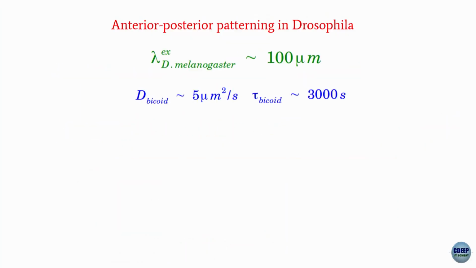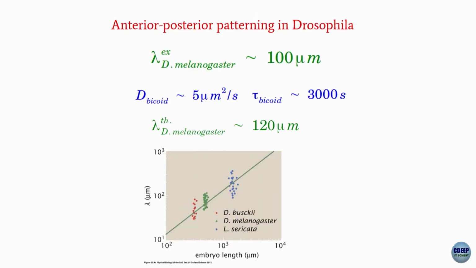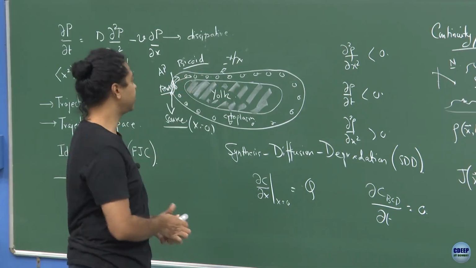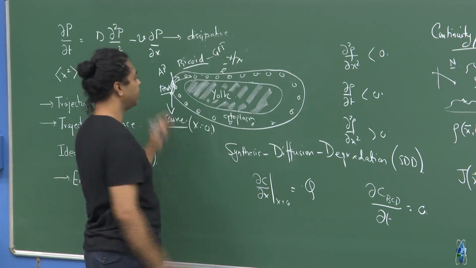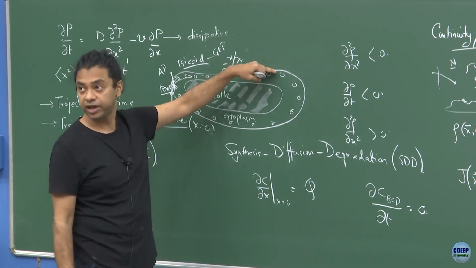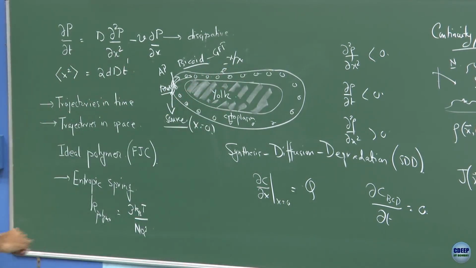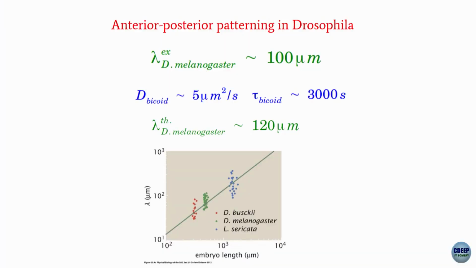Before I talk about this figure, let me just ask, does this match up? If you look at the profile of bicoid in experiments, you can measure that, because again you can tag these with fluorescent proteins, measure the fluorescent intensity, and thereby characterize the profile. If you do that, experimentally you find this lambda is roughly of the order of 100 microns.